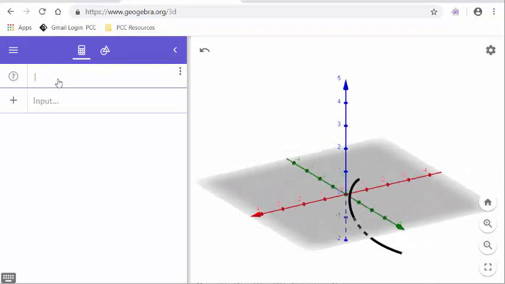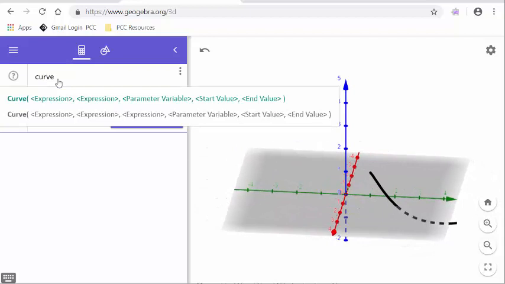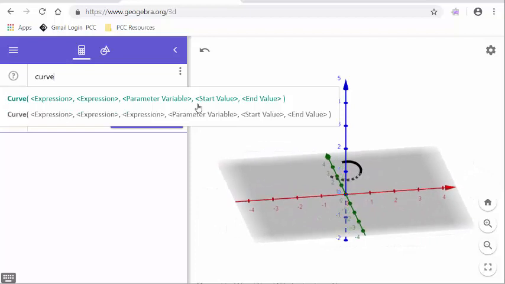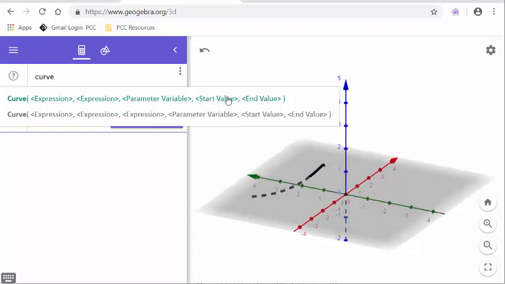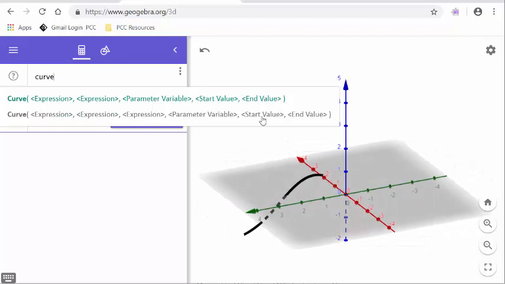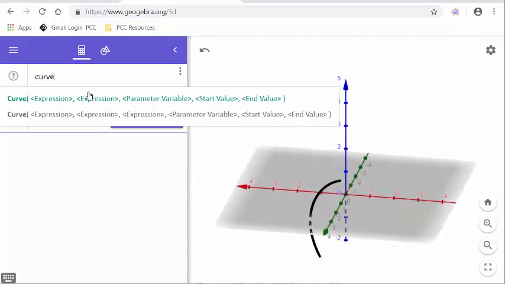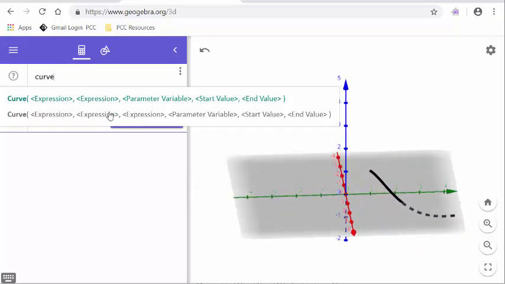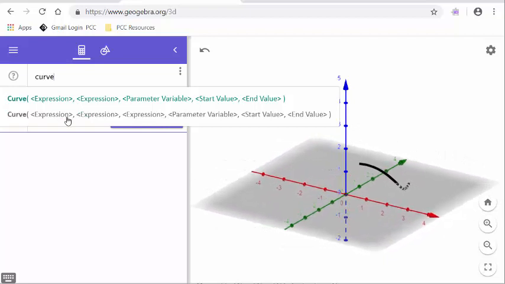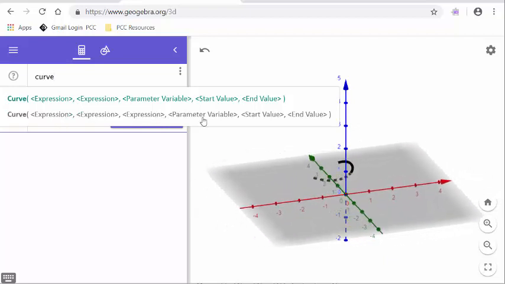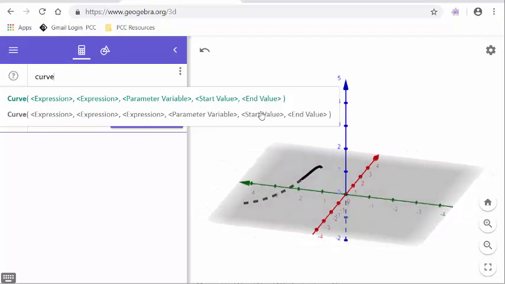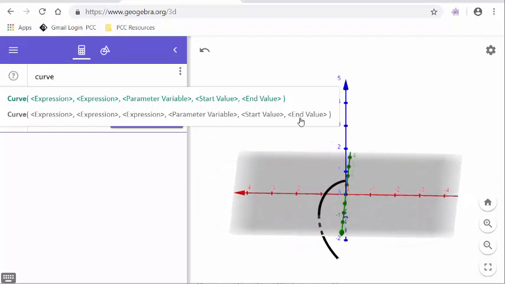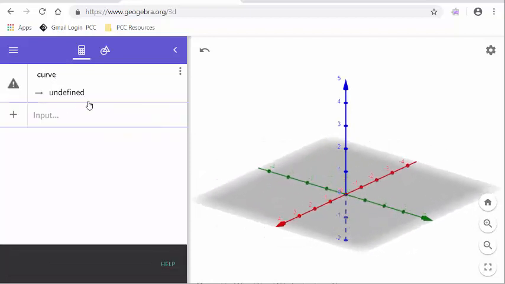So I'm going to start over. And instead of typing r(t), I'm going to use the Curve command. We have a couple different options here. We see two expressions, then a parameter variable, then a start value and an end value. Or we could have three expressions, a parameter variable, a start value, and an end value. The expressions are our x, our y, and in the second one our z value. So we want to use the second one so that we have three-dimensional coordinates x, y, and z. The parameter variable is going to be our t variable. Our start and end values are what we're setting t to start at and end at, so that it knows where to start and end the graph. So we'll choose this one.